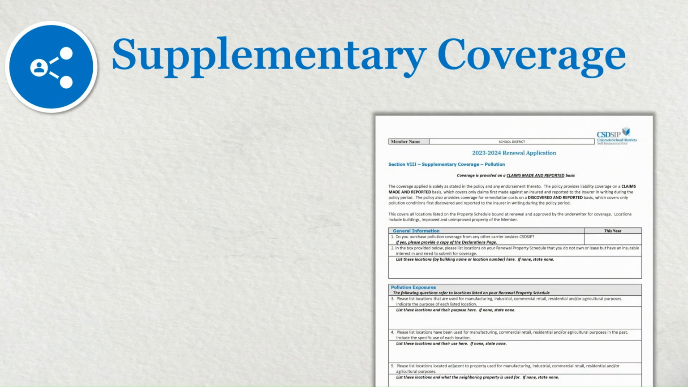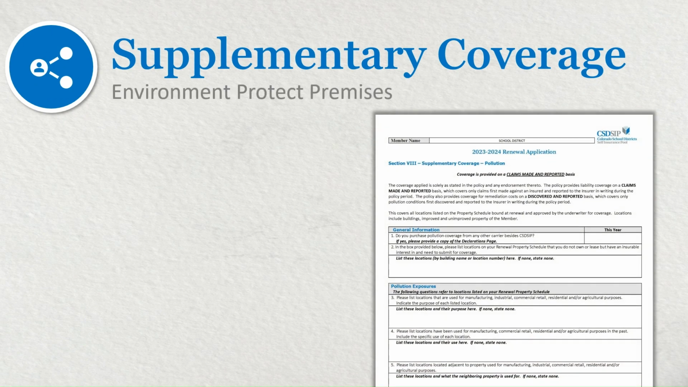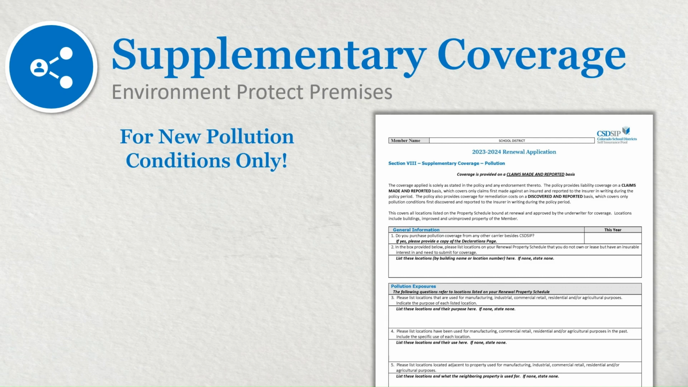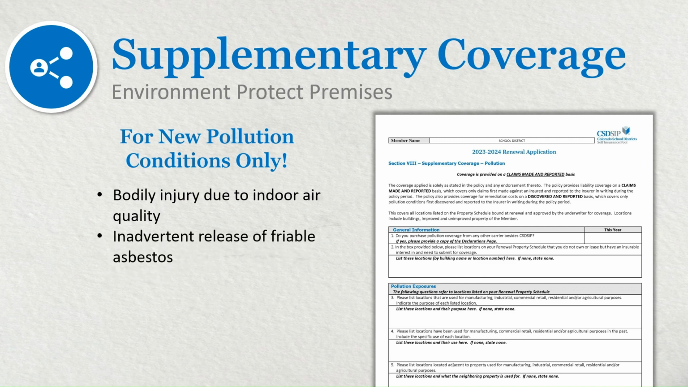Supplementary coverage application, Environmental Protect Premises. Environmental Protect Premises coverage, or pollution coverage, has also seen an uptick in claims over the last couple of years. Pollution coverage addresses claims such as bodily injury due to indoor air quality, inadvertent releases of friable asbestos during a remodel project, or an accidental spill of mercury that became an unintended school-wide science experiment. This is another important coverage that we strongly recommend to our members. Again, this coverage is provided with no additional cost to you.